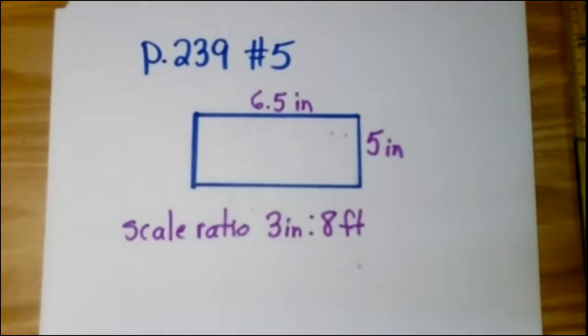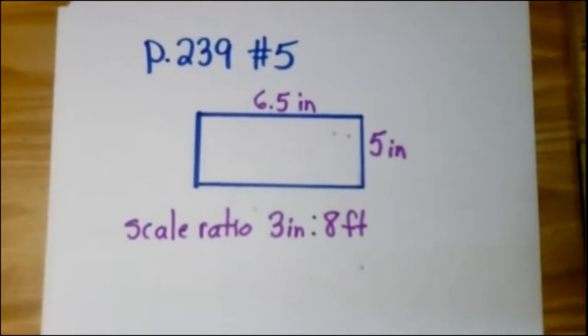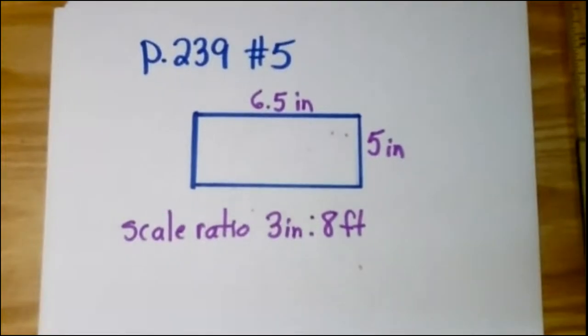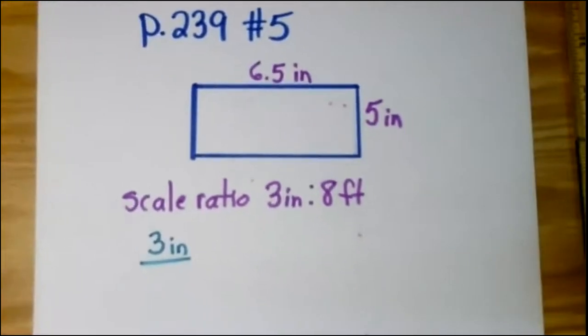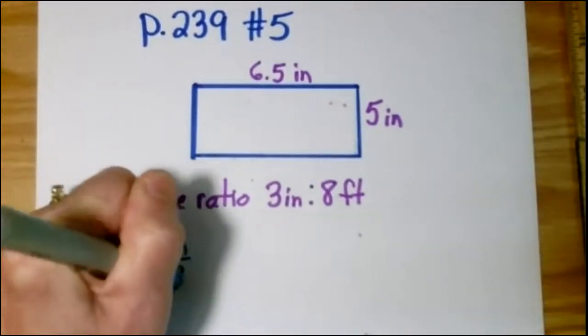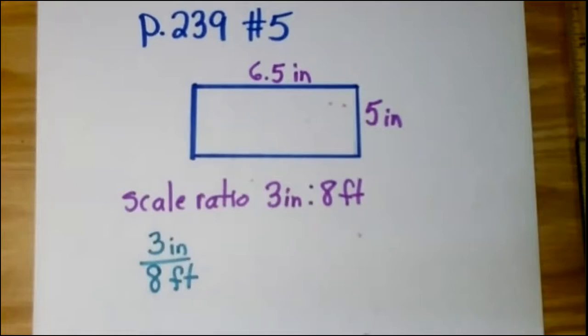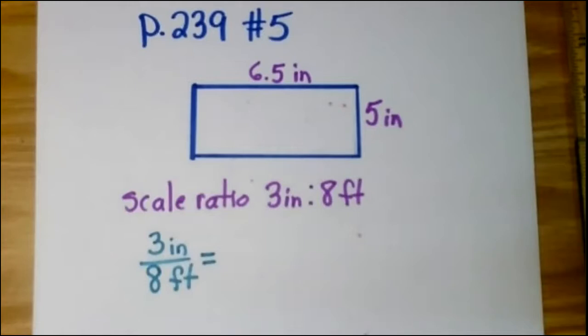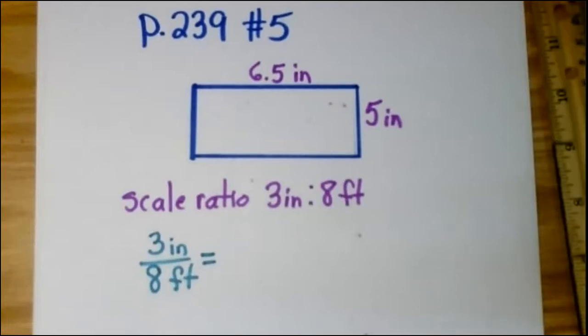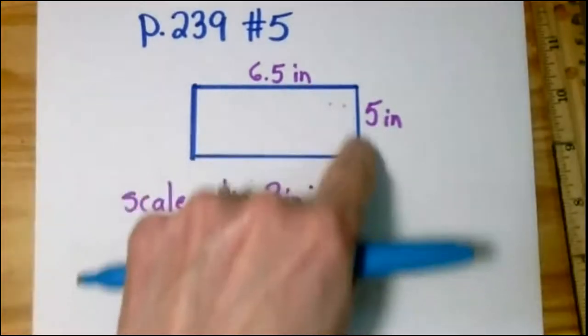So I'm going to use the method that works really well for this. So let's see if we can remember what we have to do. We have 3 inches is equal to 8 feet. Okay, there's our proportion that we've set up. They want us to find the actual length and the actual width of, what was it, just of this rectangle, I guess. So we know the length and the width.